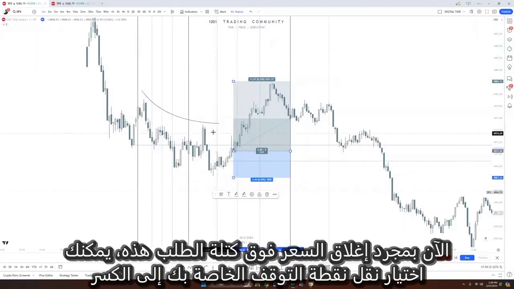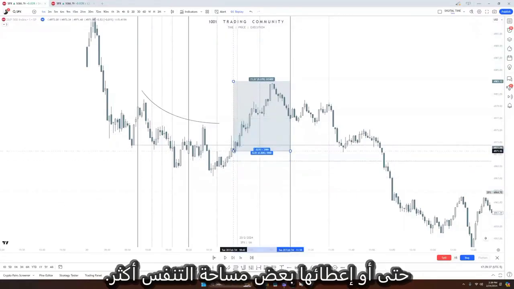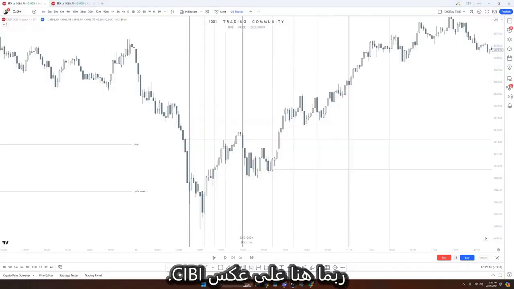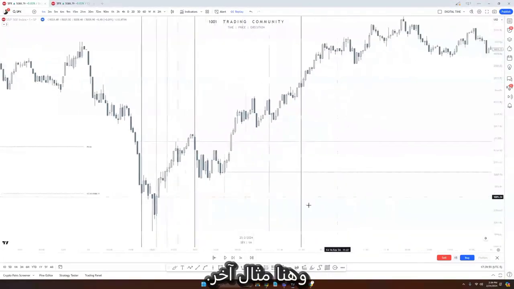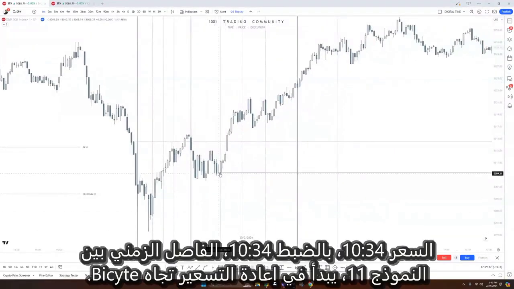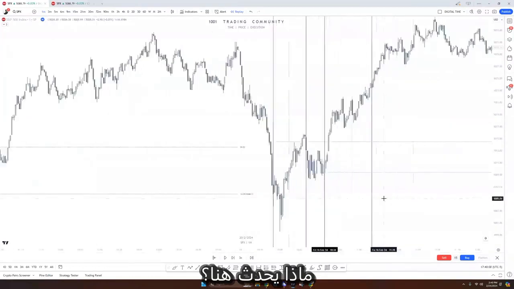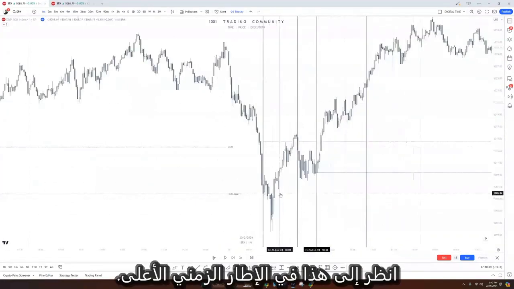Now, once price closes above this order block, you can choose to move your stop to break even or give it some more breathing room. Maybe right here on the CISI inversion. Here's another example. Price 1034, exactly at 1034, inner interval of Model 11, begins to reprice towards buy side. Why is that the case? What's happening here? Look at this on the higher time frame.